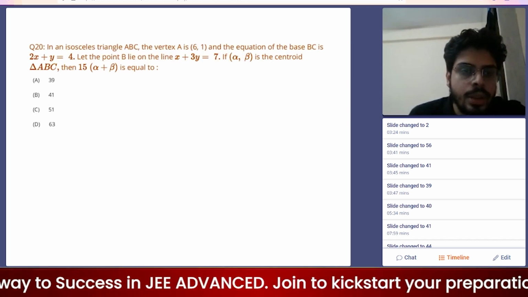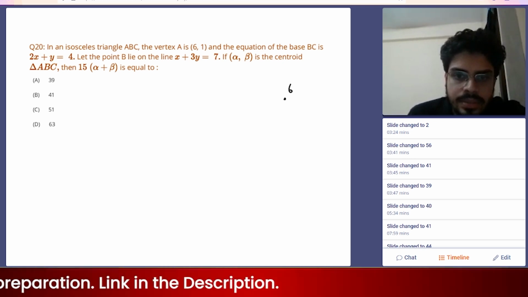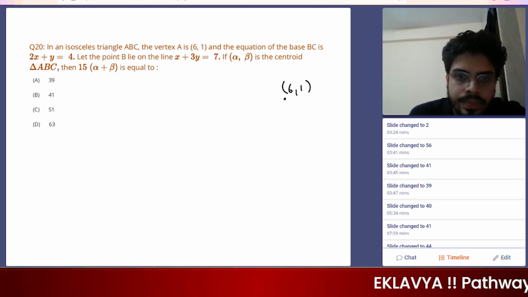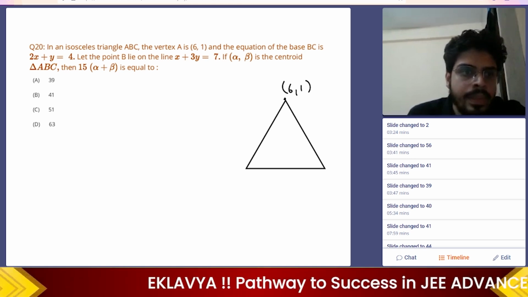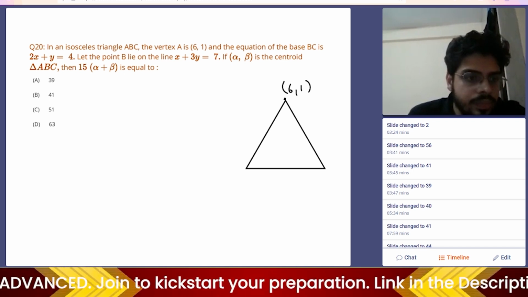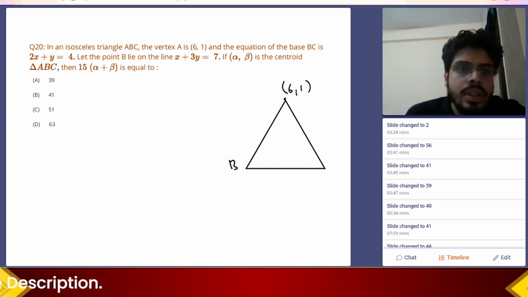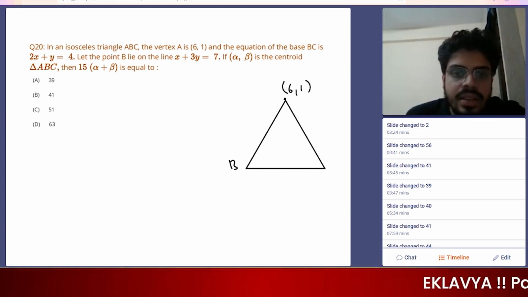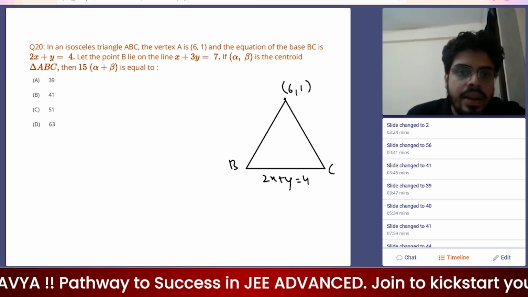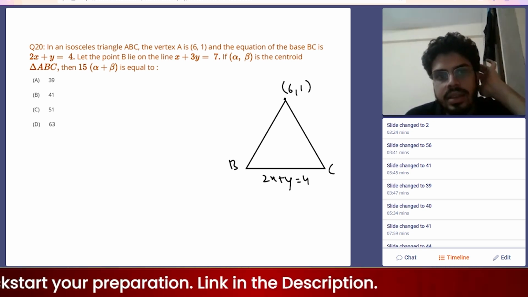Let us start question number 20. Here is given an isosceles triangle ABC. The vertex is 6, 1. So 6, 1 is the vertex and an isosceles triangle is given to us. B is not given. In an isosceles triangle, the vertex is 6, 1. The equation of BC is 2x plus y is equal to 4. Let point B lie on the line. Okay, so the equation of BC is given and B is lying on this line.